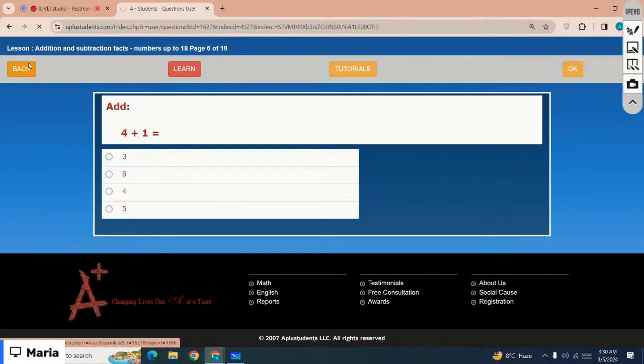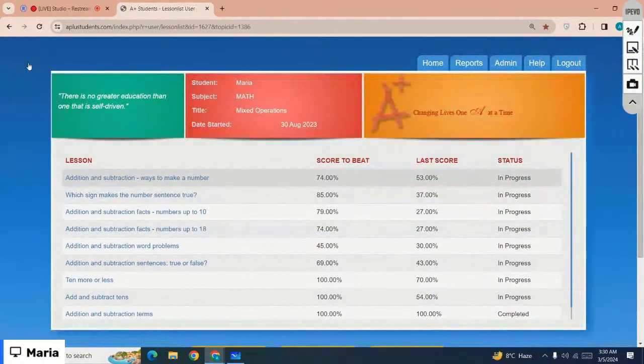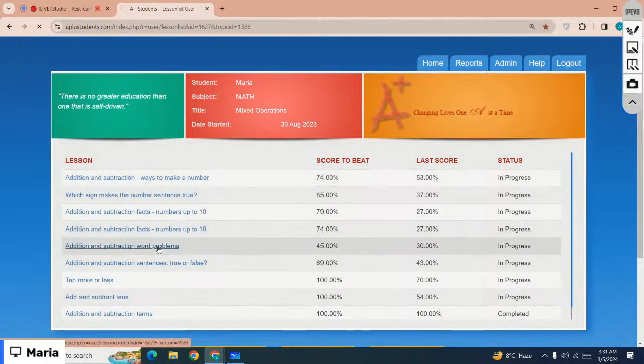And the next lesson is addition and subtraction word problems. Word problems you have to. Let's just start with the addition and subtraction word problems.